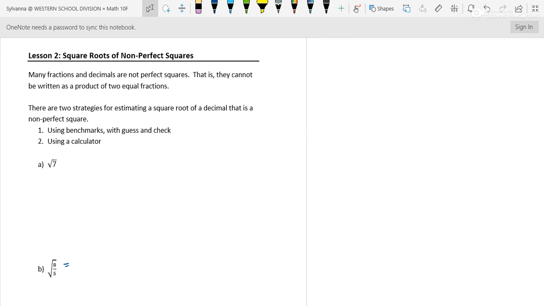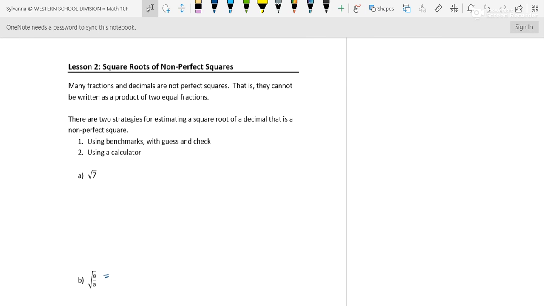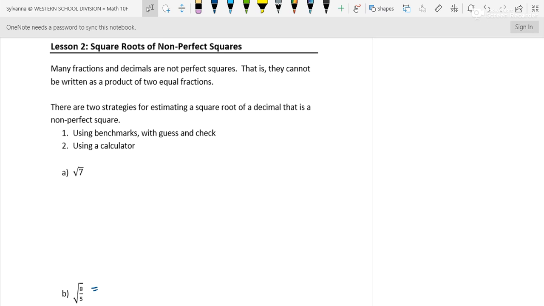In this video, we're going to look at finding the square roots of non-perfect squares. So many fractions and decimals are not perfect squares. That means that we can't write them as a product of two equal fractions. But there are ways for us to approximate the square roots of non-perfect squares. You either use benchmarks with a guess and check, or you can use your calculator.